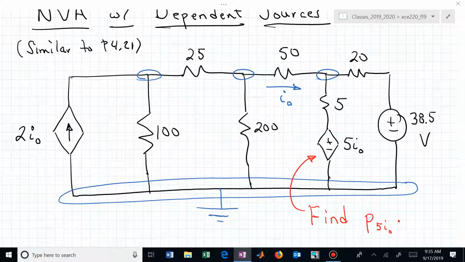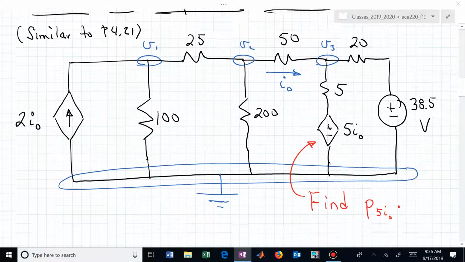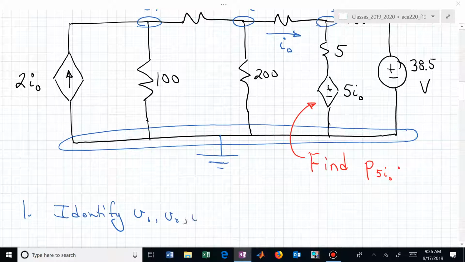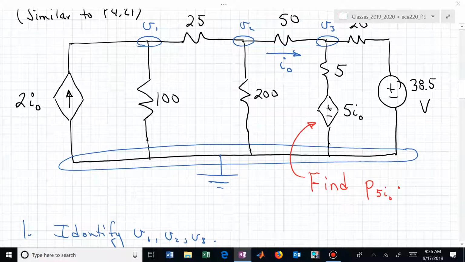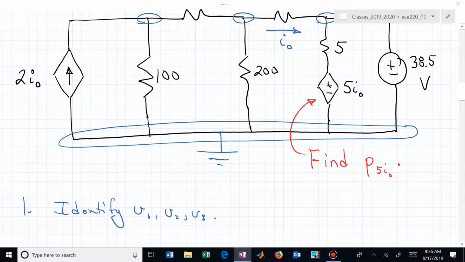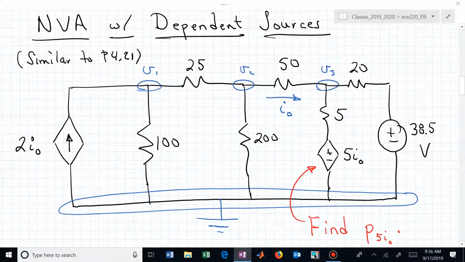Let's just go from left to right. If we've now assigned our reference node, let's label these V1, V2, and V sub 3. That's what we needed to do in step 1, was to identify the appropriate node voltages, and we just made those be V1, V2, and V3. Now that we've identified those, we can actually find a formula for I sub 0.